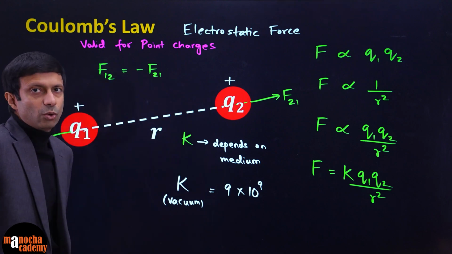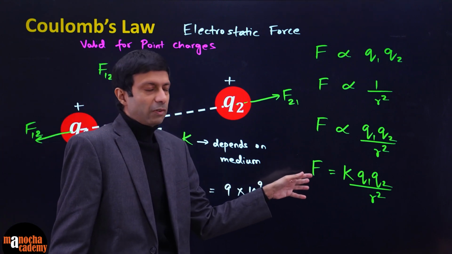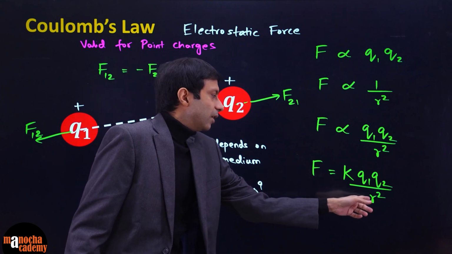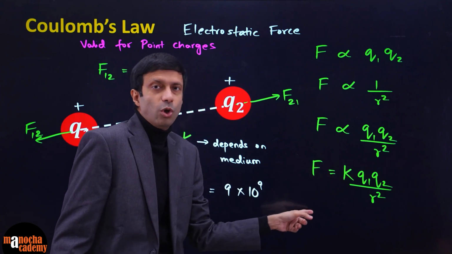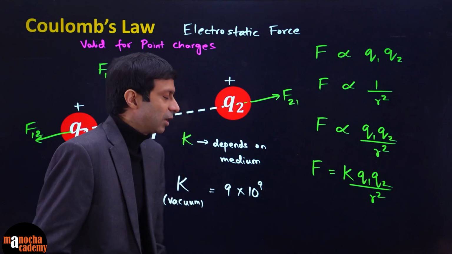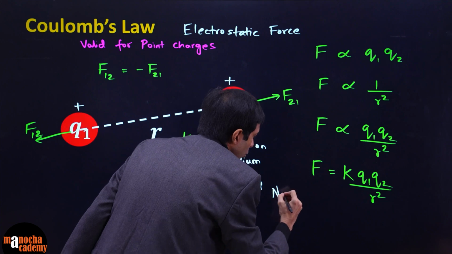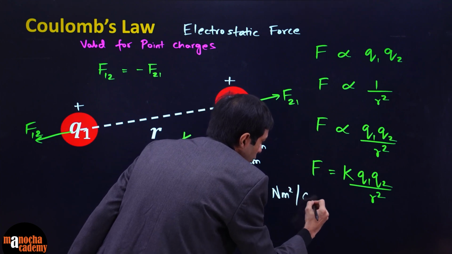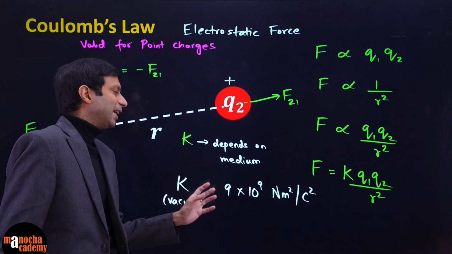And can you guys tell me the unit here? Can we work out the units of K? It's very easy. Force is in Newton, distance is in meter. So the unit is Newton meter square by Coulomb square, since the SI unit of charge is Coulomb. Look at the formula: Newton meter square per Coulomb square. Very important value. You guys need to learn 9 times 10 to the power 9.